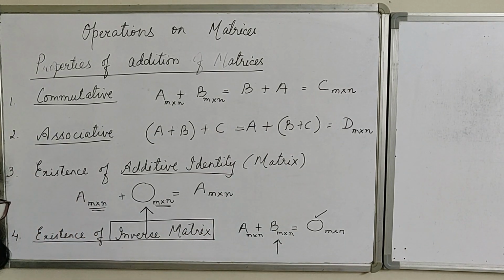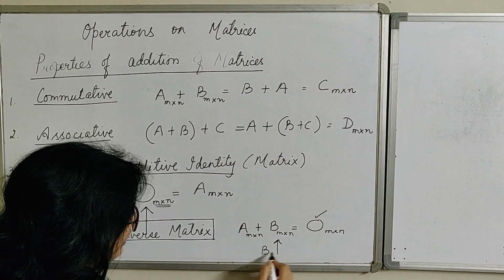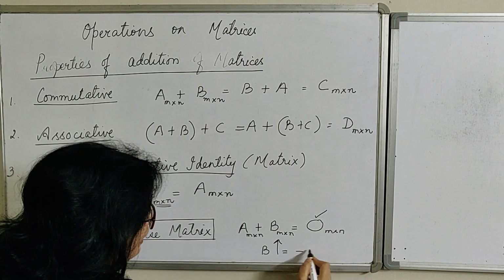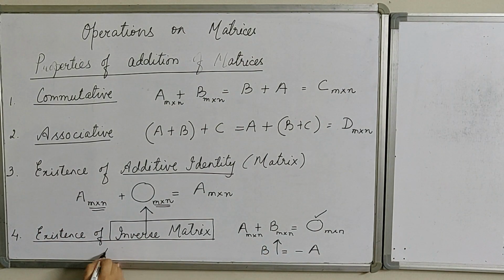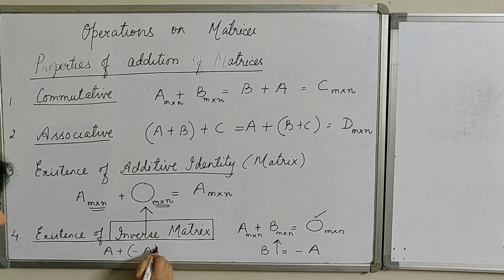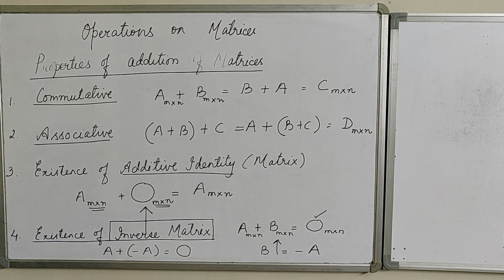matrix of matrix A. Going by simple mathematical expression here, we can clearly see that matrix B is basically equal to negative of A. So the equation can also be written as A plus B matrix, which is minus A, will give us the zero matrix.